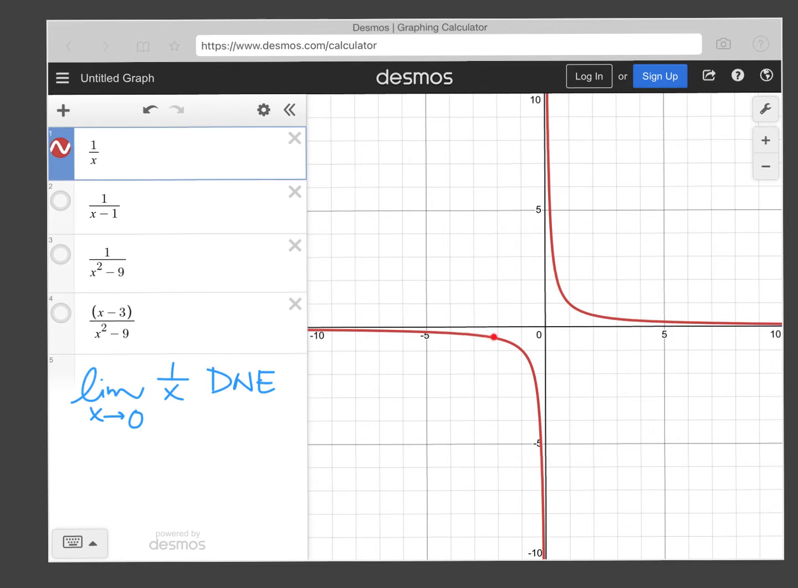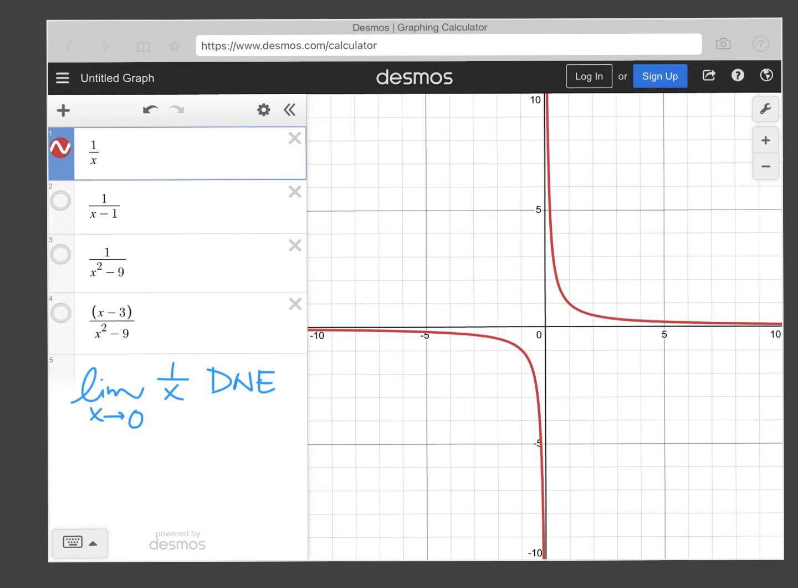We can see that as we approach 0 from the left, the line x equals 0 here, our graph is going down, down, down, down to negative infinity. As we approach the vertical line x equals 0 from the right, we can see that our function goes up, up, up towards positive infinity.